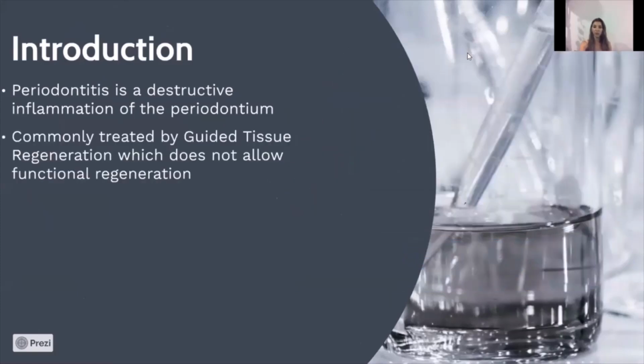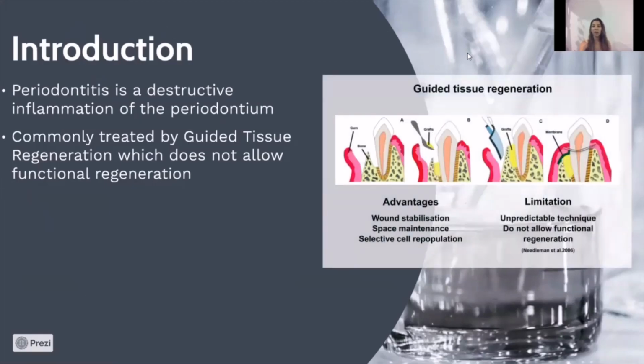The most common treatment is the guided tissue regeneration, which consists in cleaning the area, placing some bone particles in the defect to promote bone formation, and then placing an obstructive membrane between the defect and the gum to prevent gingival fibroblast infiltration. So the advantages of these techniques is that it allows good wound stabilization and space maintenance, and it also allows for a selective cell repopulation.